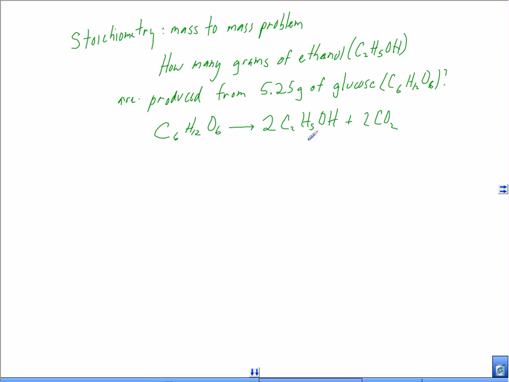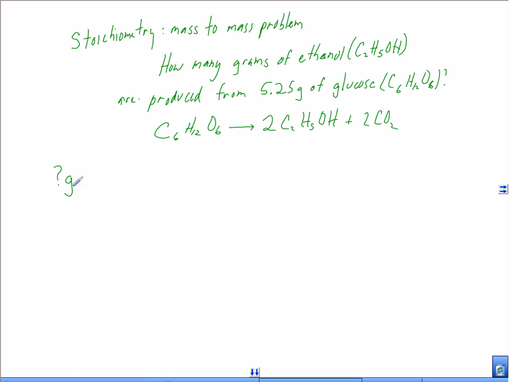The glucose is the C6H12O6. Just a little decomposition reaction from glucose down into ethanol. And there's also another product, carbon dioxide. This is the longest type of basic stoichiometry problem because it requires the most conversions. So let's start out with our basic setup. I'm starting way over here to the left because I know I'm going to need a lot of conversions to do this.